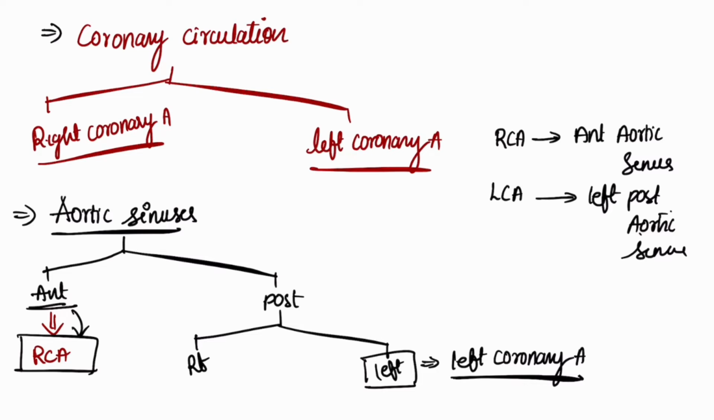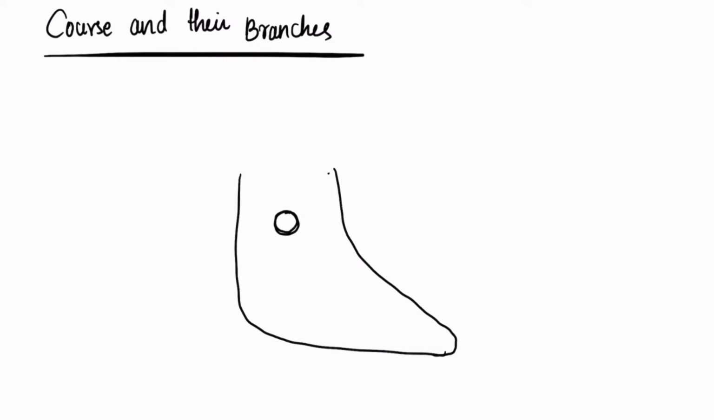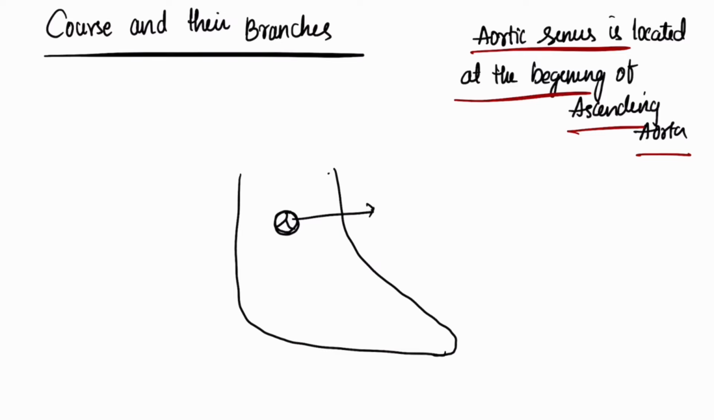Now let us look at the course and their branches. Let's draw our own diagram and discuss these course and the branches of right and left coronary arteries. Let us assume this is the heart and this is the aortic sinus here. And you may have doubt that where this aortic sinus is located. This aortic sinus is located at the very beginning of ascending aorta. This is the aortic sinus here.